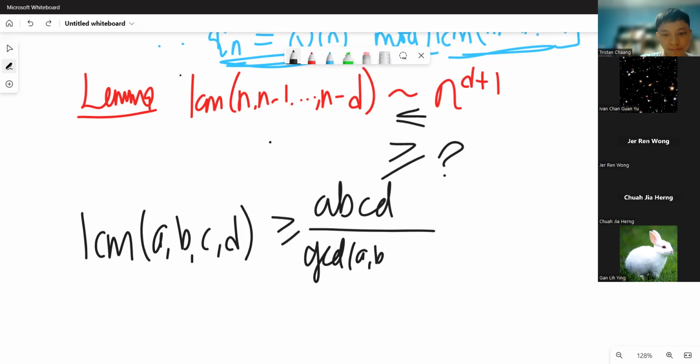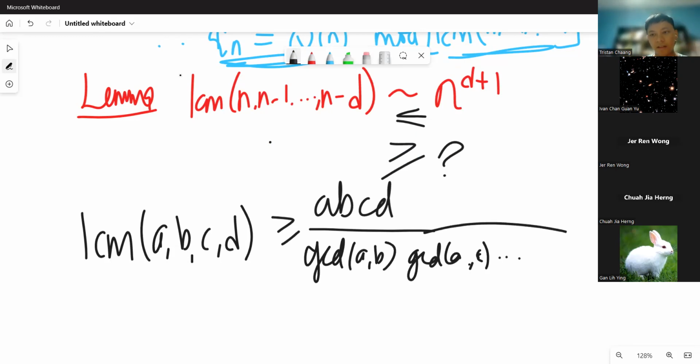Well, GCD AB, GCD AC, blah blah blah. So there are like n-2 terms. Well, mainly just purely because, roughly speaking, the factors here, they kind of cancel all of the extra primes, if that makes sense. We can probably make this more rigorous, so let's do that.